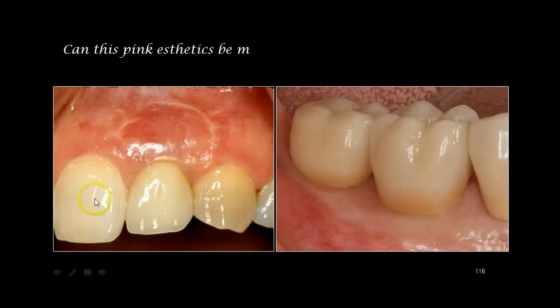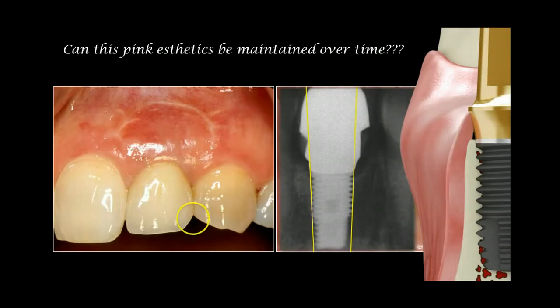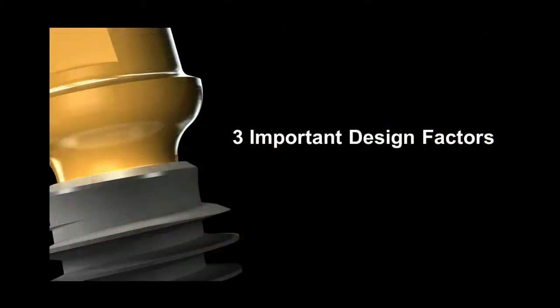All right. So here we clearly see where a connective tissue graft was done, and bottom line is, just like we talked about earlier, maintenance is key. Can these pink aesthetics be maintained over time? So how to maintain it best over time without losing those pink aesthetics. So let's talk about the 3 important design factors relative to the Anyridge, how it makes your life even easier.